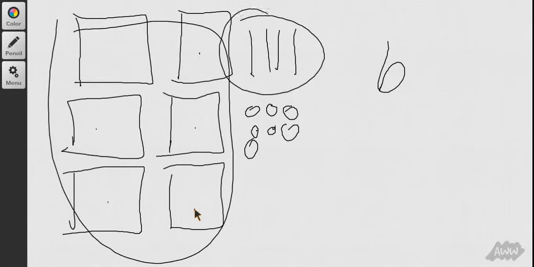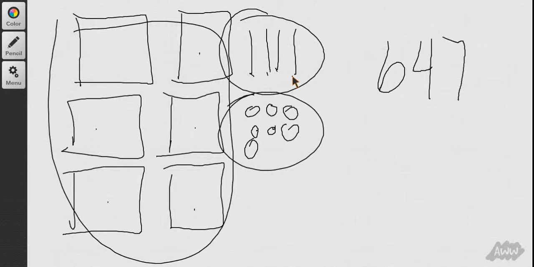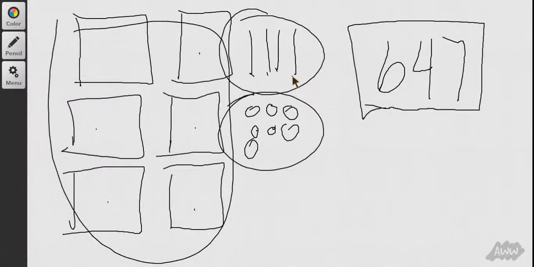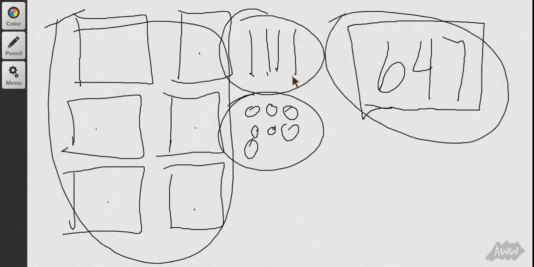Our next large place value is tens. 1, 2, 3, 4. 4 tens. And how many ones do we have? That's right. 7 ones. Let's say our number together. 647. Good job.